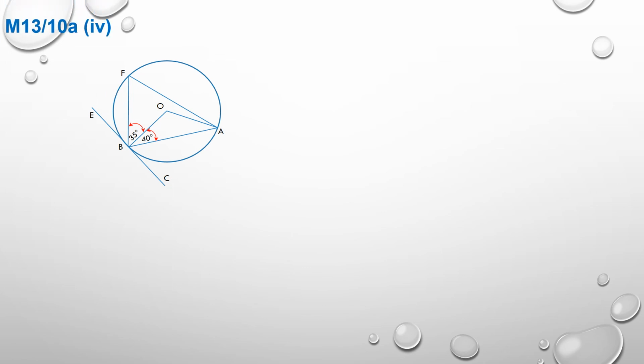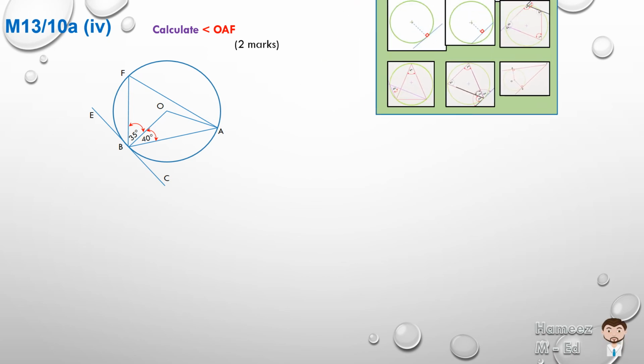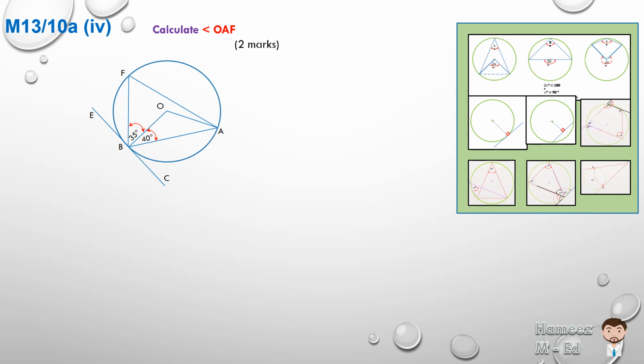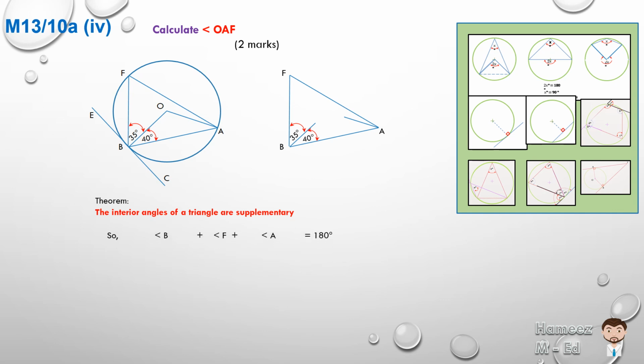In part 4 of the question, we're asked to calculate angle OAF. Now let's recall that in circle geometry, there are usually many different ways to solve each angle. So I've tried to choose what I thought was the simplest way for my students. So if we extract the triangle, because the angle deals with ABF, then what do we recognize? We know that the interior angles of a triangle are supplementary, meaning the angle at B plus the angle at F plus the angle at A will be equal to 180 degrees.